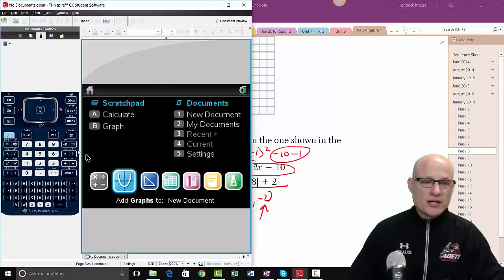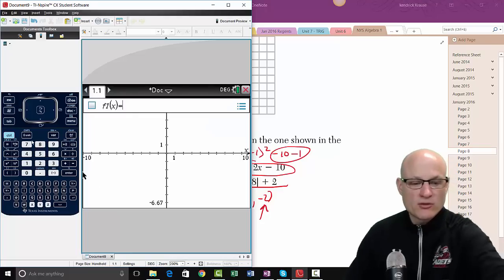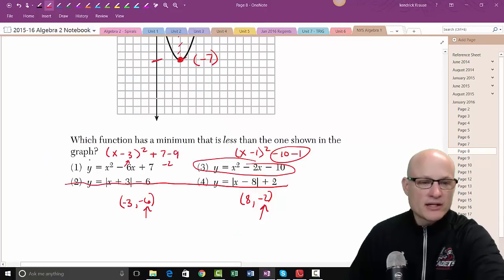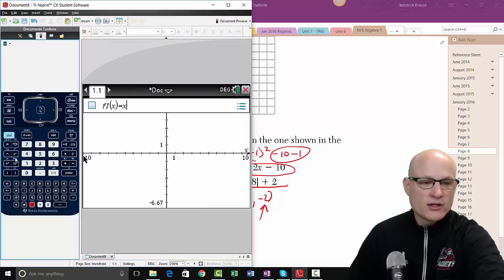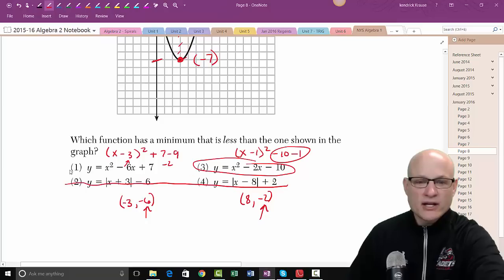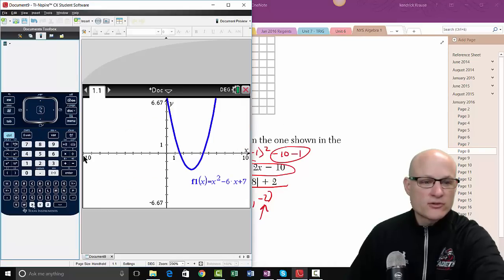And let's go to graph mode. So, the first one we're going to graph is x squared minus 6x plus 7. Graph. Next one is x squared minus 2x minus 10. Oops, tab. Didn't tab. X squared minus 2x minus 10.